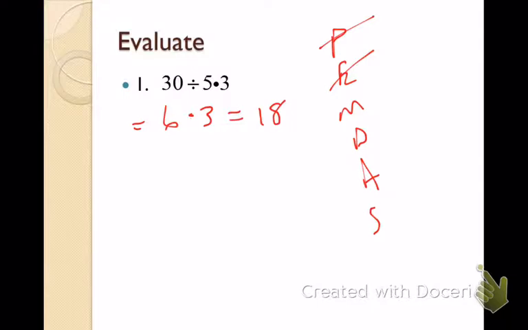Now, the reason why we have to go left to right, if you choose to multiply 5 times 3 first, 5 times 3 is 15, and then 30 divided by 15 is 2. This is not 18, so it gives you a different answer, and as a matter of fact, it gives you a wrong answer. Okay, so you've got to work left to right because the numbers that you get will change.